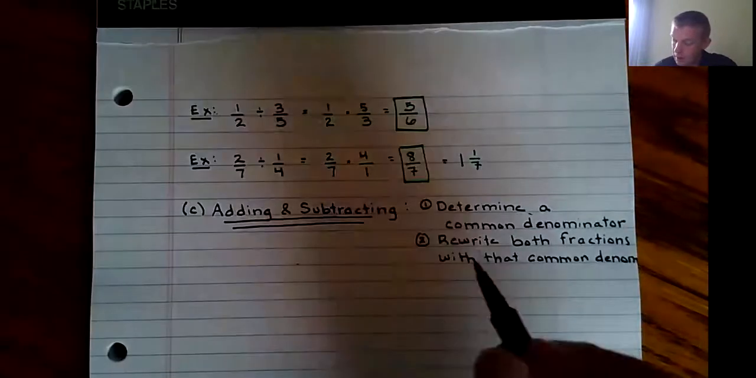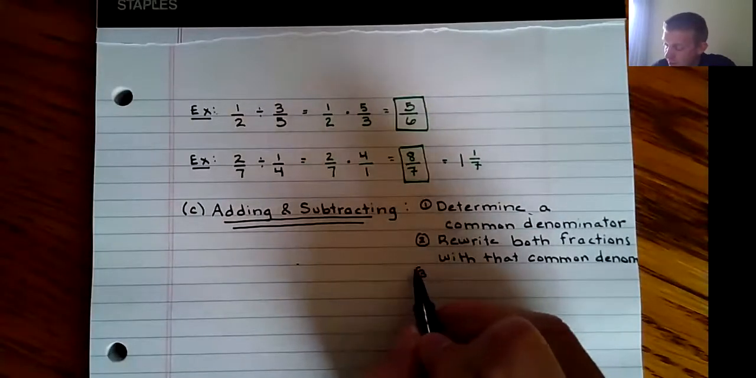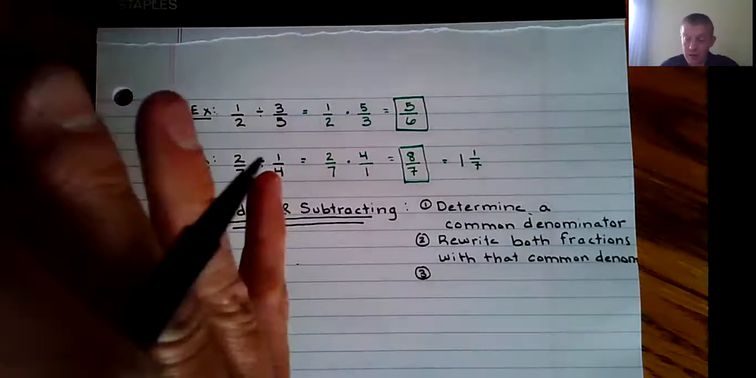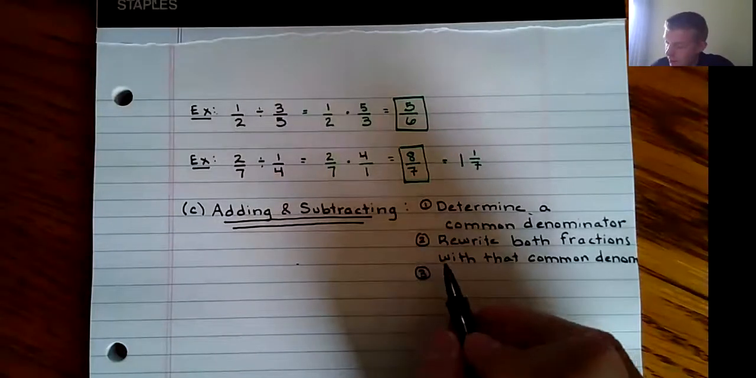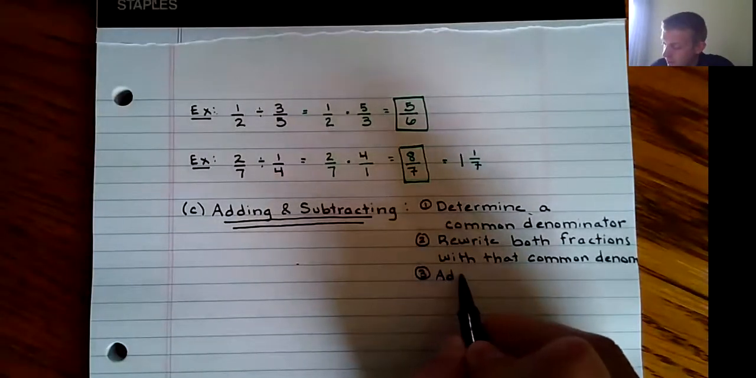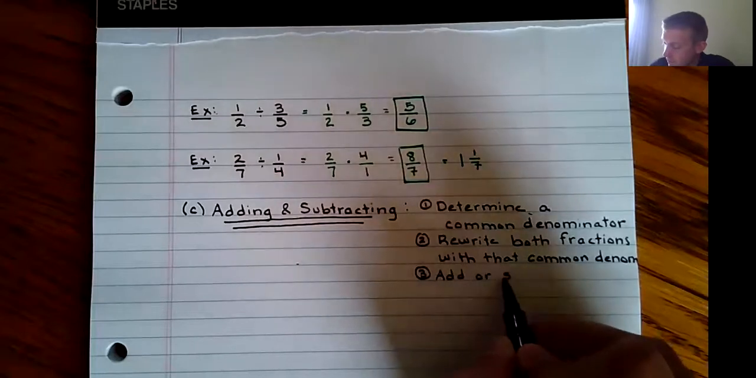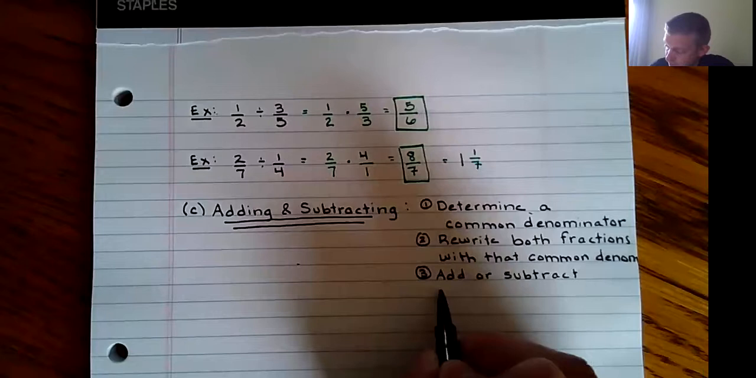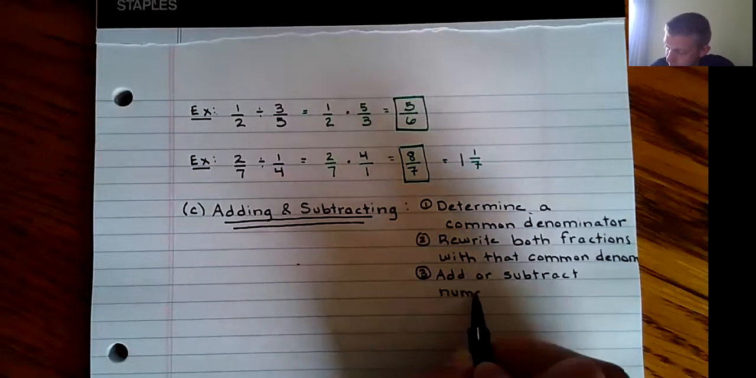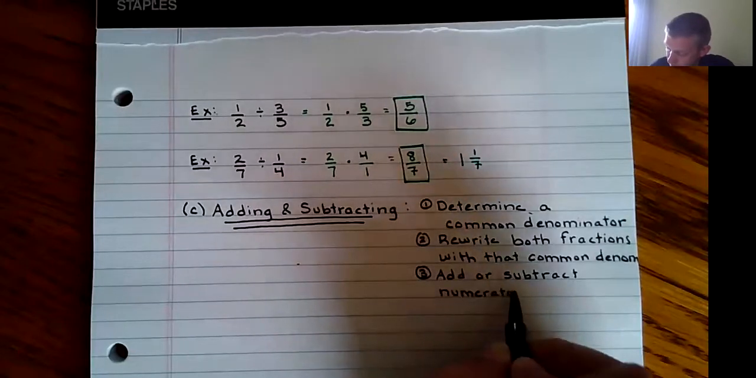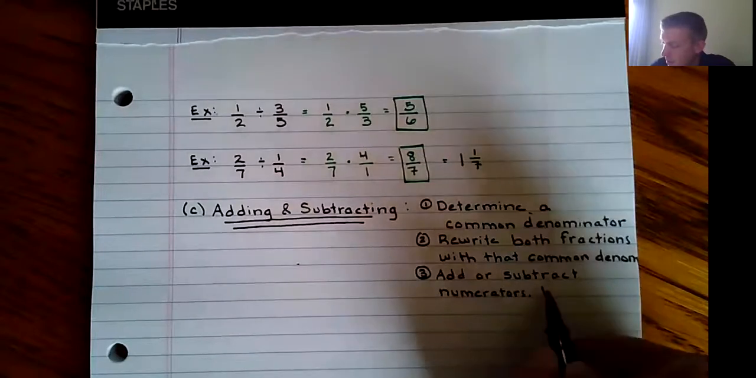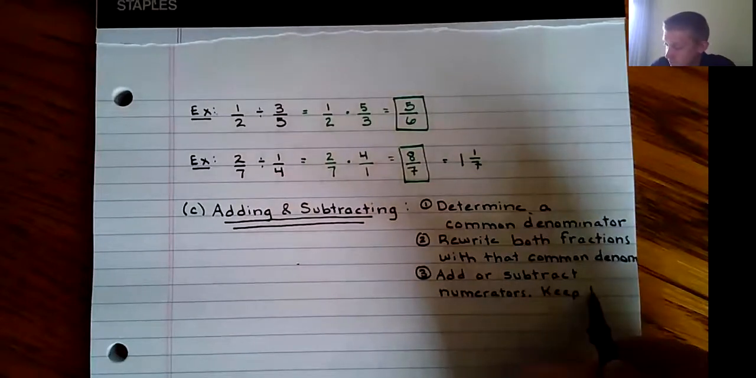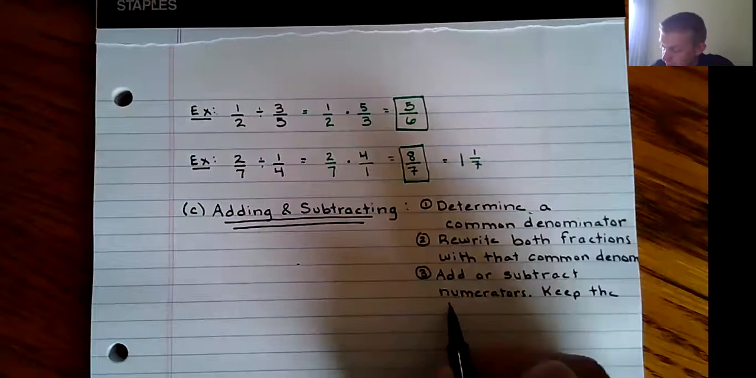Okay. Once you have common denominators, then you can just add across or subtract across. So add or subtract numerators. Keep the denominators the same. So you don't add those together.